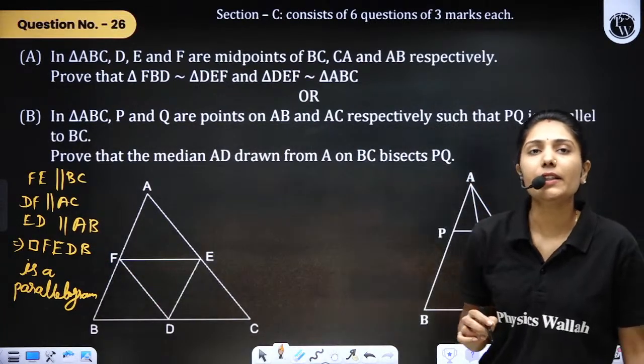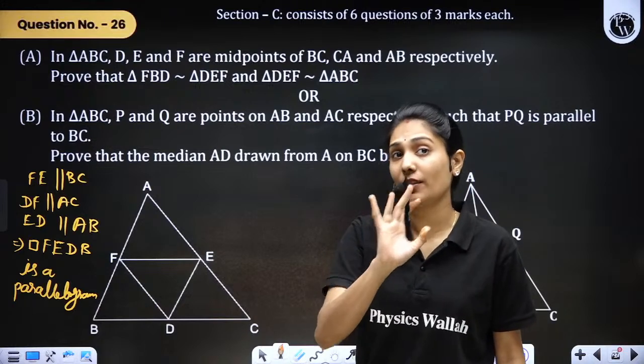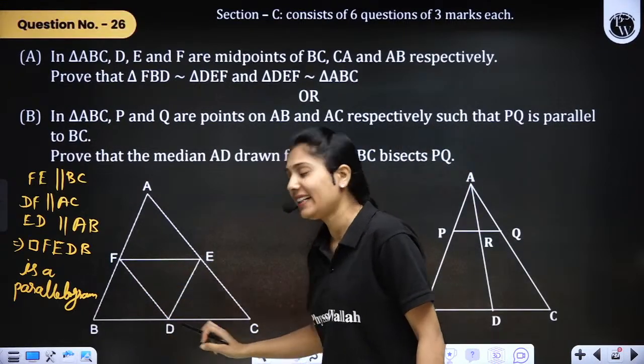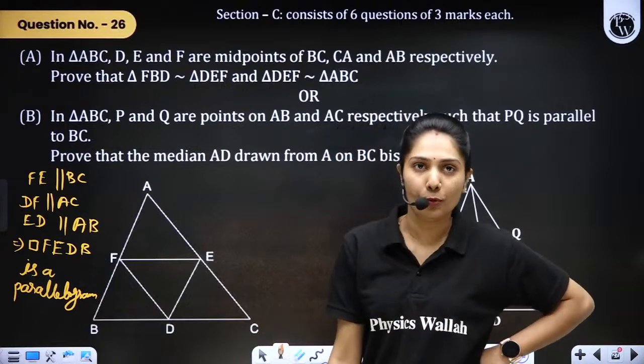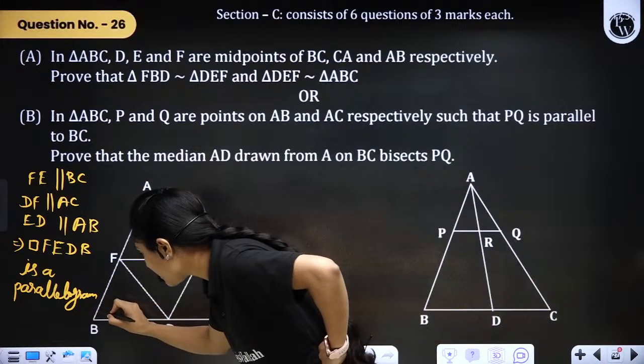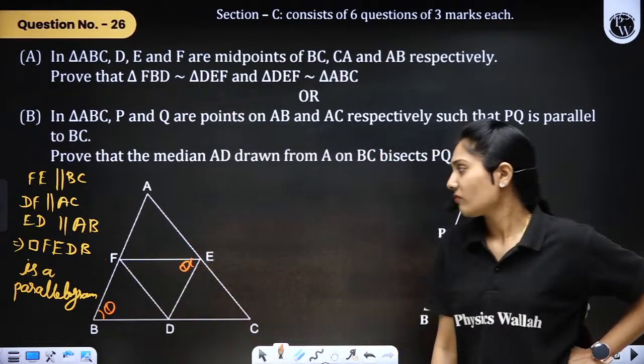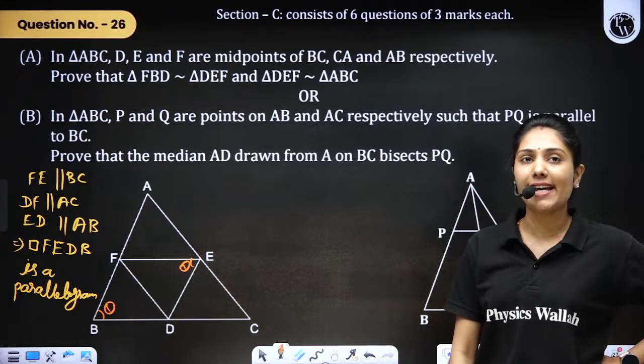Now consider these two triangles. Which two triangles? FBD and FED. These two triangles we have to prove similar. So can I say this first angle is equal to this angle? These two angles are equal.